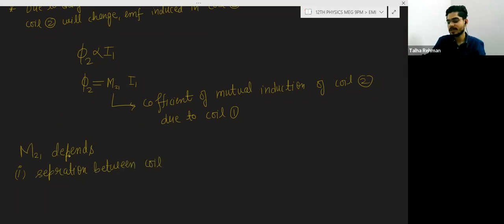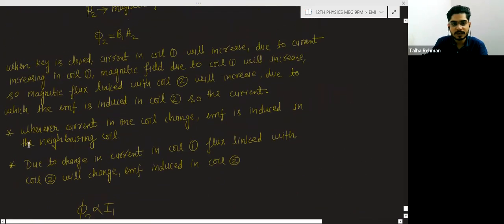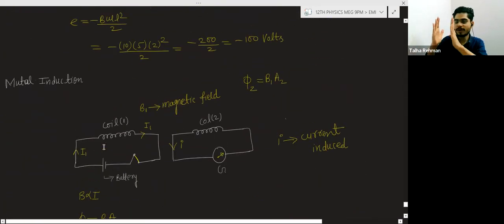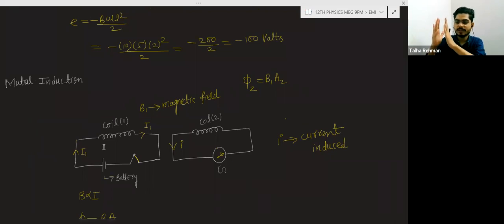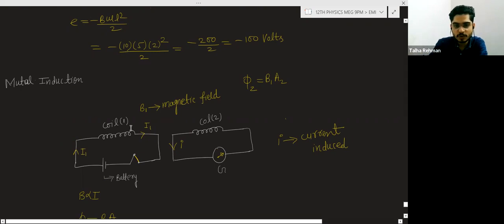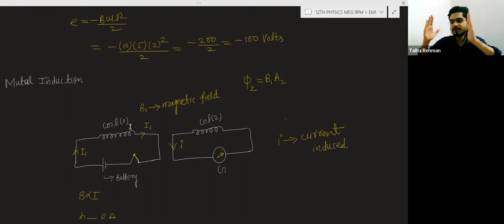Separation between coils. Separation between coils means if the coils are close, then the coefficient of mutual induction will be more, and when the coils are far, then the coefficient of mutual induction will be less. Why? Because the mutual induction will reduce when the distance between the coils increases.